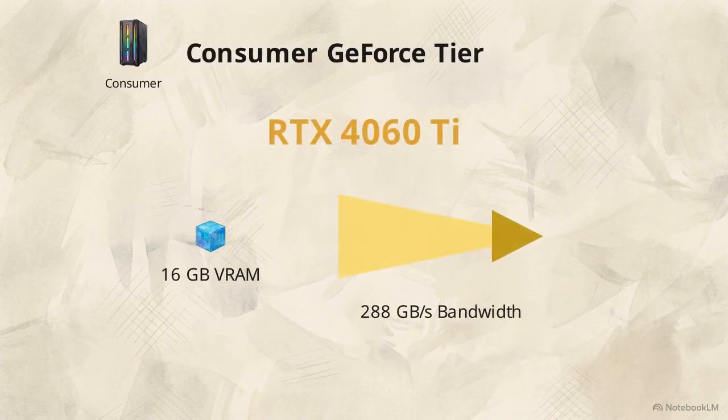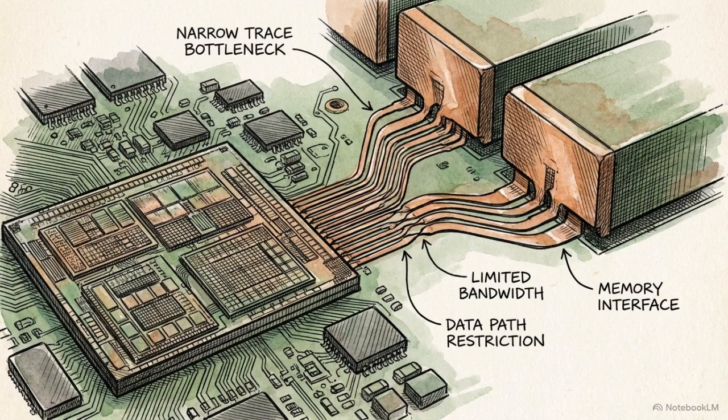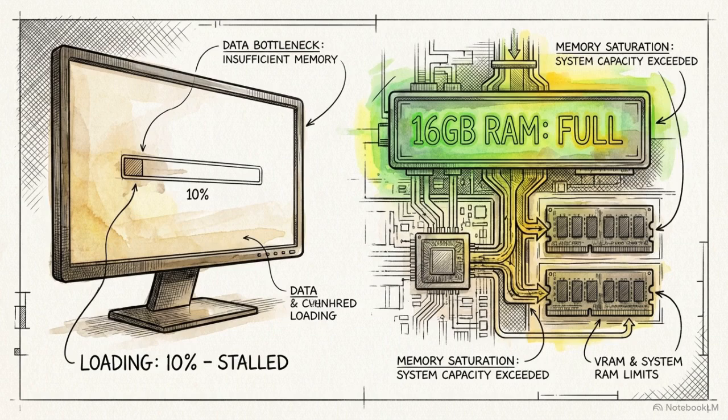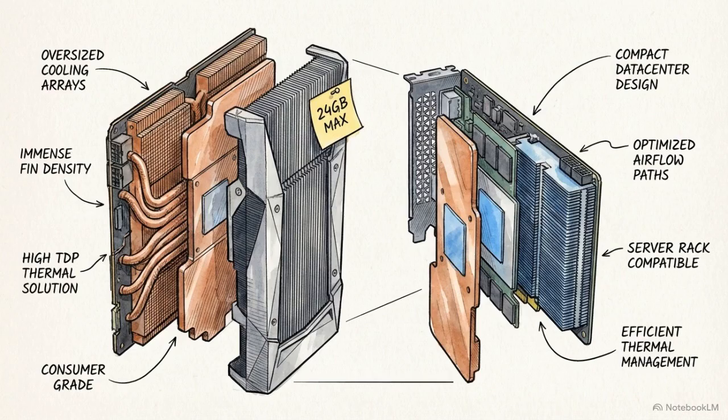Moving down the stack, the budget floor is the RTX 4060 Ti. To hit a lower price, NVIDIA restricted the memory bandwidth to 288 gigabytes per second. You accept slower data transfers and longer training times just to secure the 16 gigabytes of memory required to load modern generative models. Consumer cards offer incredible raw value. However, their massive power draw, huge physical size, and strict 24 gigabyte memory ceiling prevent scaling to enterprise workloads.